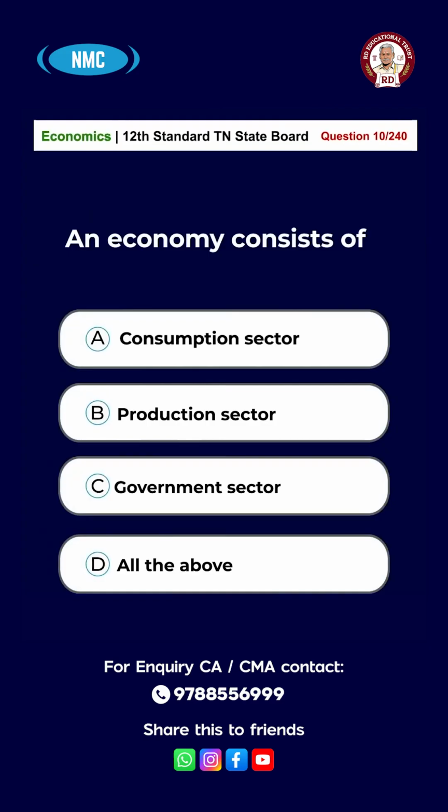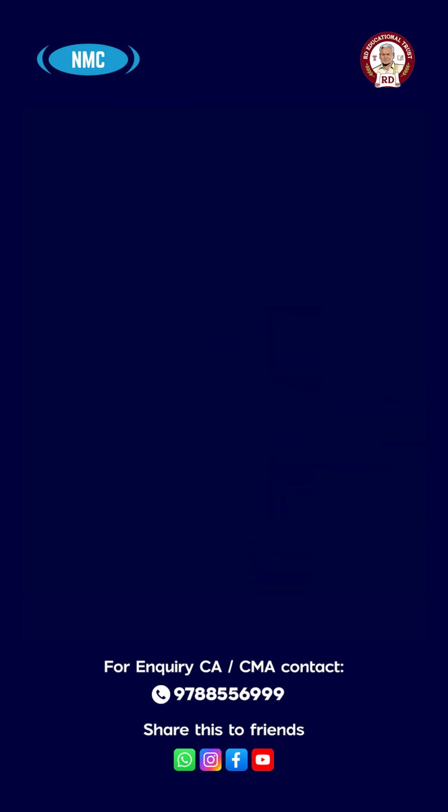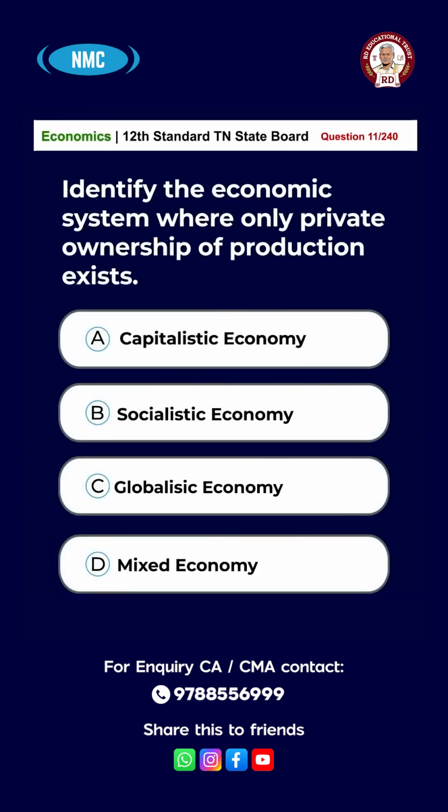Question number 10. An economy consists of: A. Consumption sector, B. Production sector, C. Government sector, D. All the above. The answer is option D, all the above.